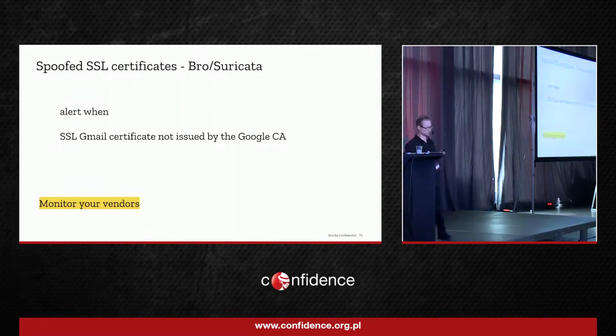We even watch our vendors, so we use Gmail. So we have a bunch of rules looking for certificates that pretend to be Gmail, issued by even a trusted CA, but it is not a Google CA. If an employee would actually click on a link leading to a phishing site presenting an SSL certificate with a fake Google CA, I want to know about it, and Google wants to know about it. I literally send them information about it.